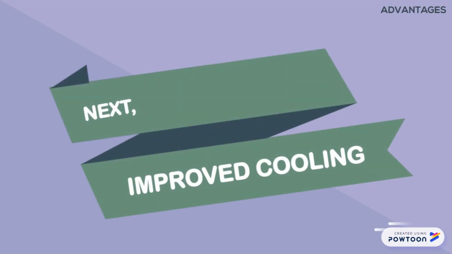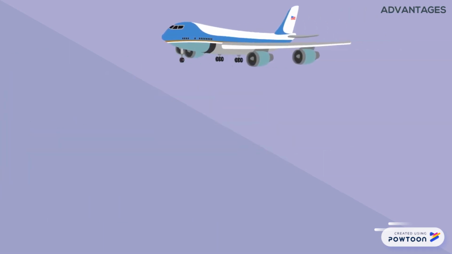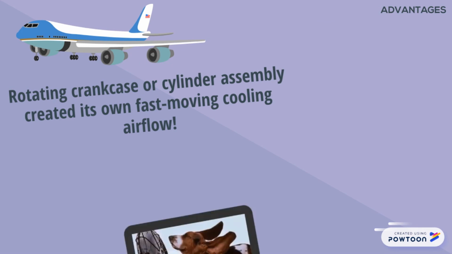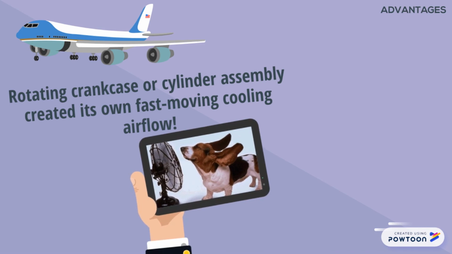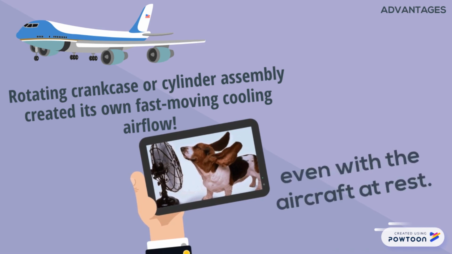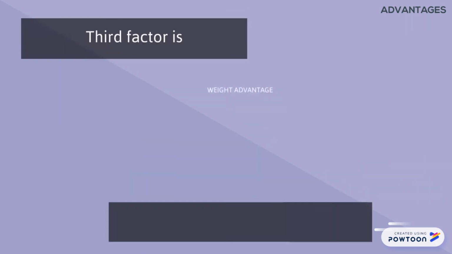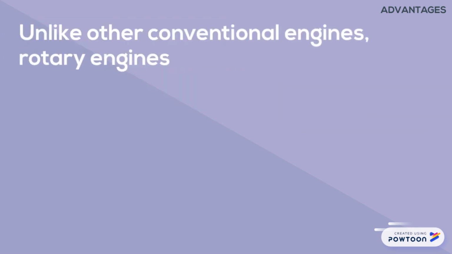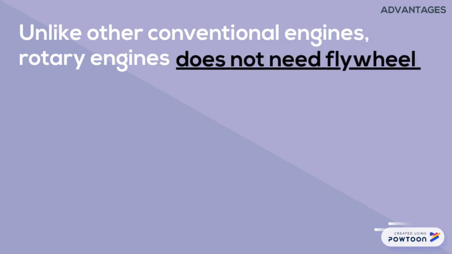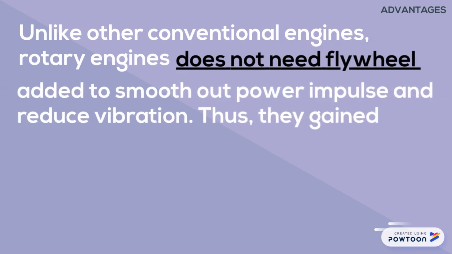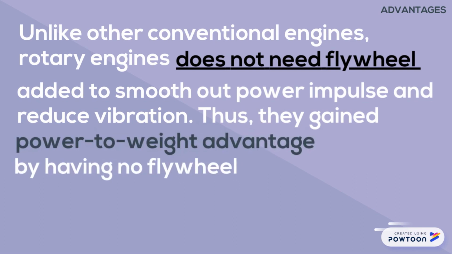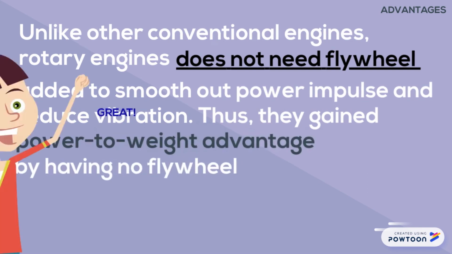Next, the rotary engine had improved cooling. When the engine was running, the rotating crankcase and cylinder assembly created its own fast-moving cooling airflow, even with the aircraft at rest. The third factor is weight advantage. Unlike other conventional engines, the rotary engine does not need a flywheel added to smooth out power impulses and reduce vibration. Thus, they gain a power-to-weight advantage by having no flywheel.